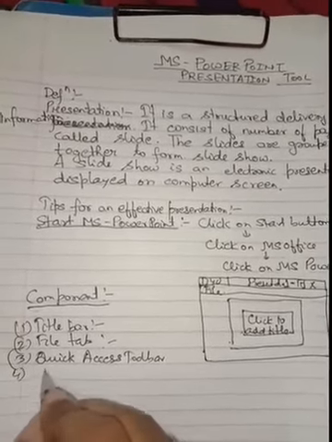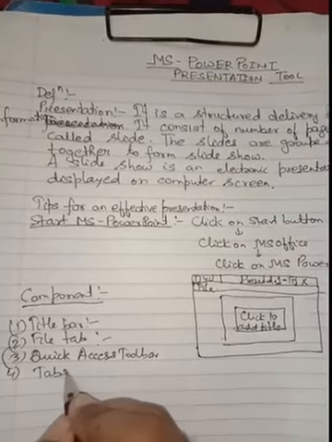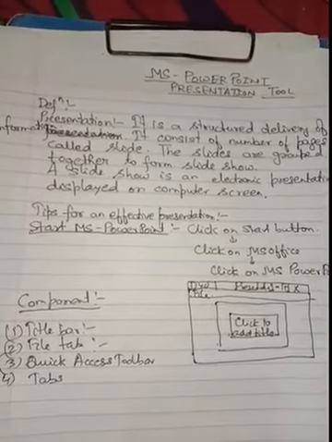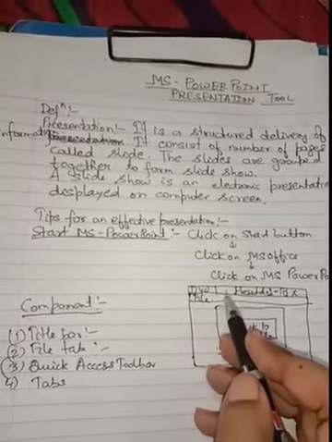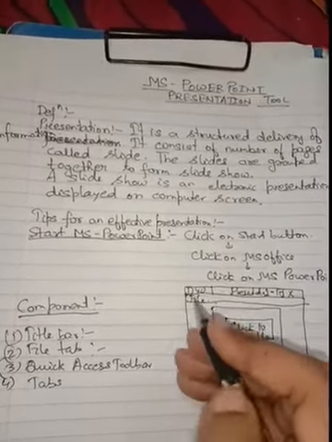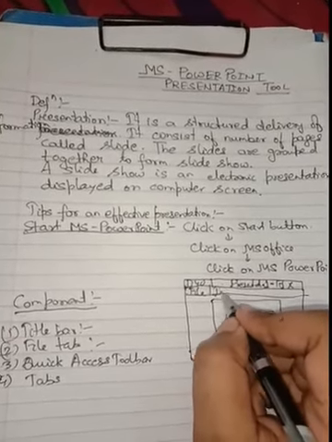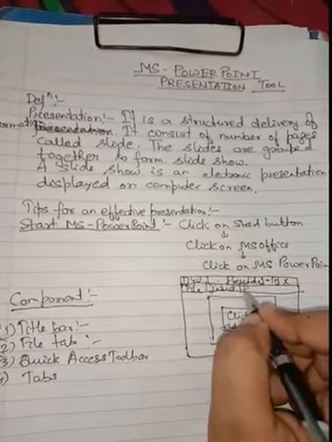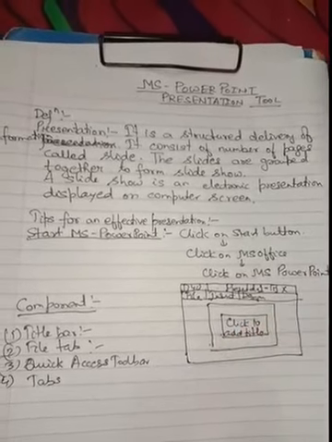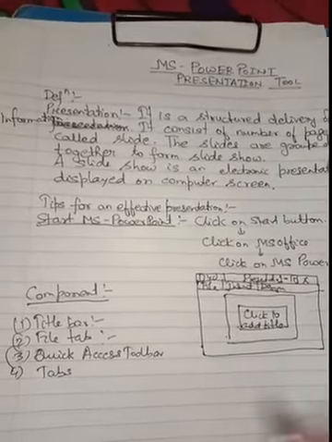Next we have tabs. What are tabs? They are located just below the title bar, where we have different types of tabs like the File tab, Insert tab, Design tab, etc.